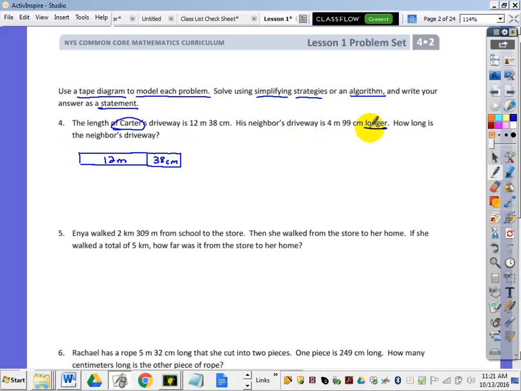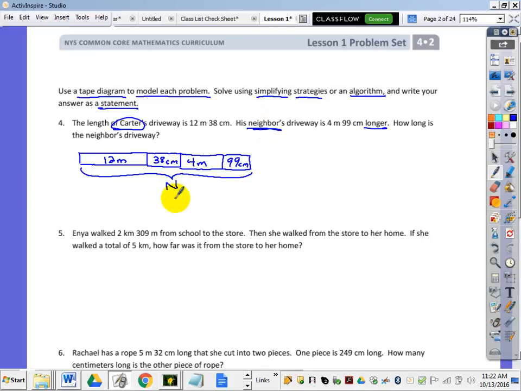Now I'm going to add more onto this, so it's actually longer by another 4 meters, and another 99 centimeters past that. Now this will be the total of the driveway, so this will be the neighbor's driveway. They didn't give him a name, so we'll call him N, from the guy next door.